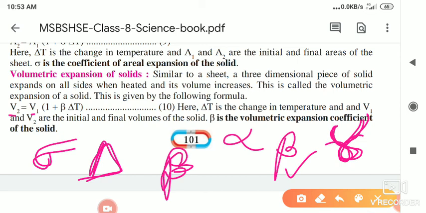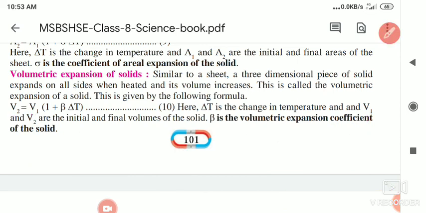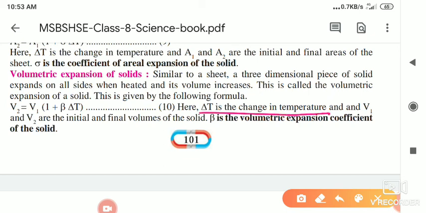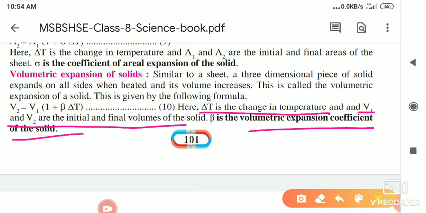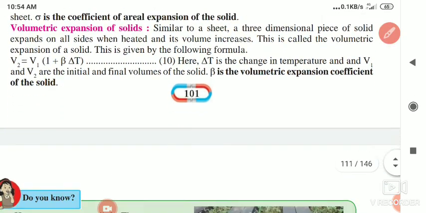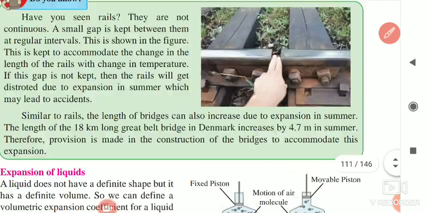Now here, the change in volume is equal to V1 plus V1 into bracket 1 plus beta delta T, and here delta T is the change in temperature, and V1 and V2 are the initial and the final volumes of the solid. Beta is the volumetric expansion coefficient of the solid. So beta is the volumetric expansion coefficient of solids.